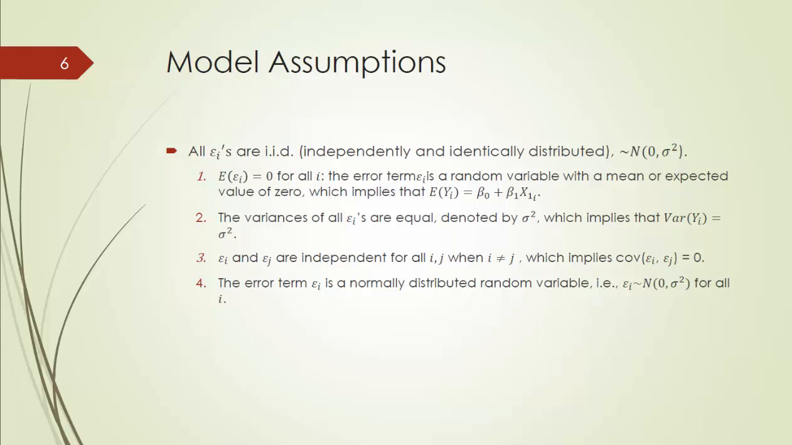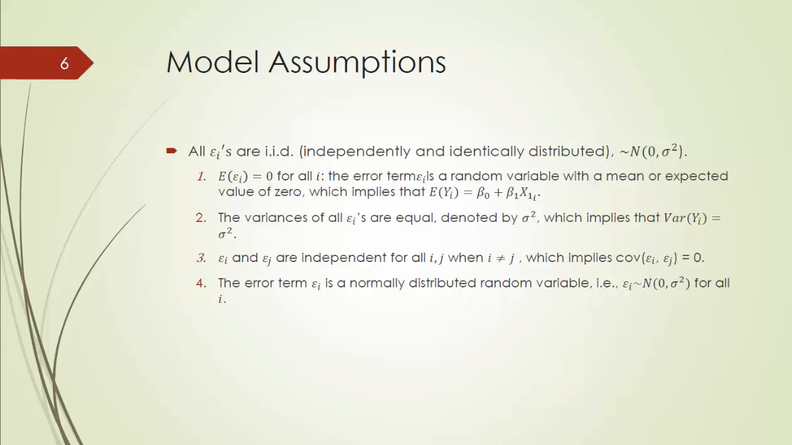Simply put, these assumptions can be summarized into one sentence. All epsilon i's are independently and identically distributed following a normal distribution with mean 0 and variance sigma squared.